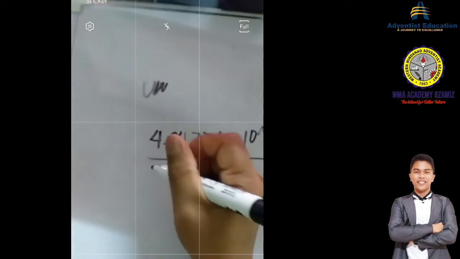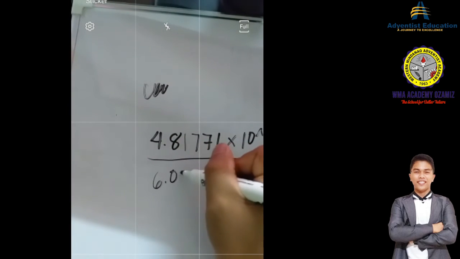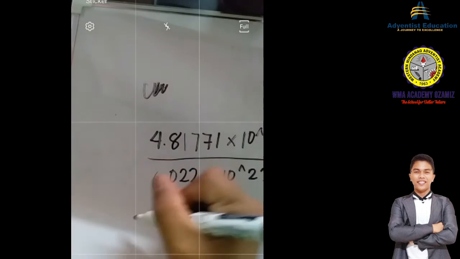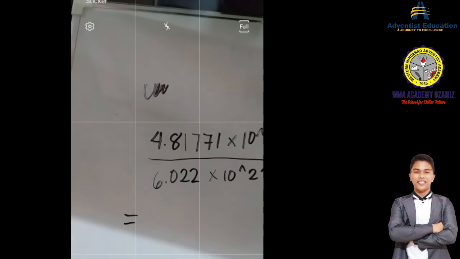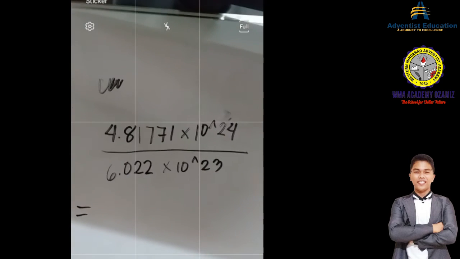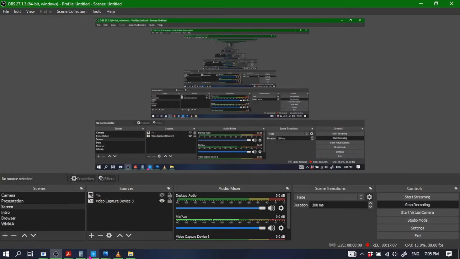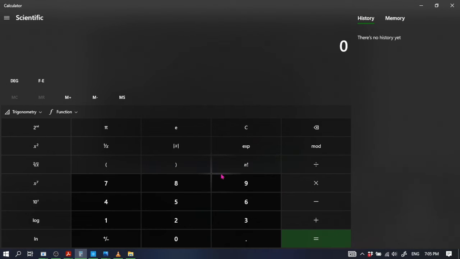Divided by 6.022. This is the Avogadro's number, times 10 to the power of 23. Now you will have the answer. So you can use the calculator. So let's proceed to our calculator here. Okay, so you have your calculator.